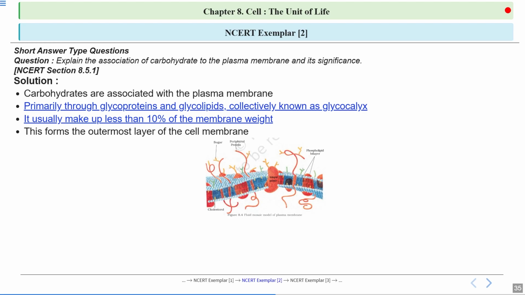Clear? So you can see here, this is the image showing you the fluid mosaic model of the plasma membrane. This is the phospholipid bilayer. Heads are toward the outside, tails are towards the inside. These are the integral proteins, and these are the peripheral proteins. Then you have the sugar molecules. So basically, sugar is present in the form of glycoproteins. Glyco is the carbohydrate part. Glycoproteins and glycolipids.